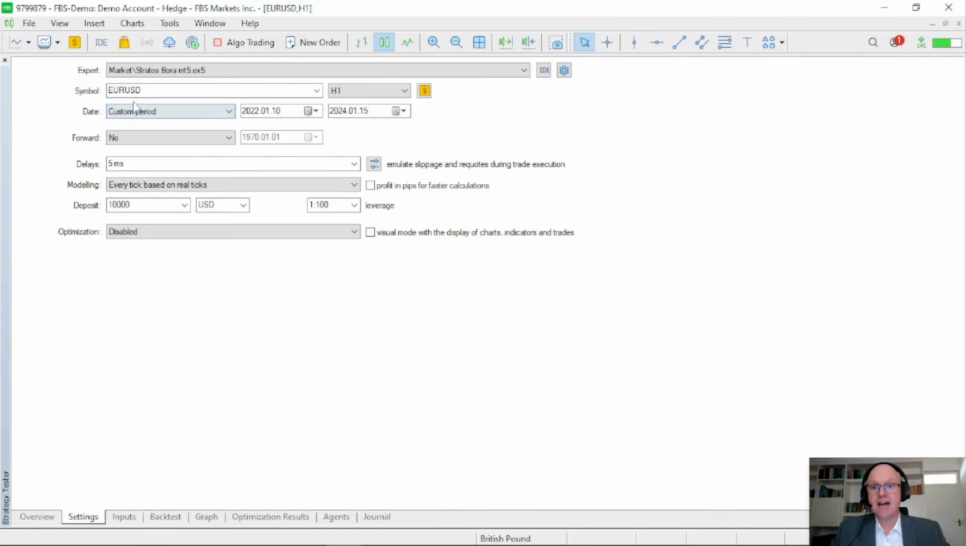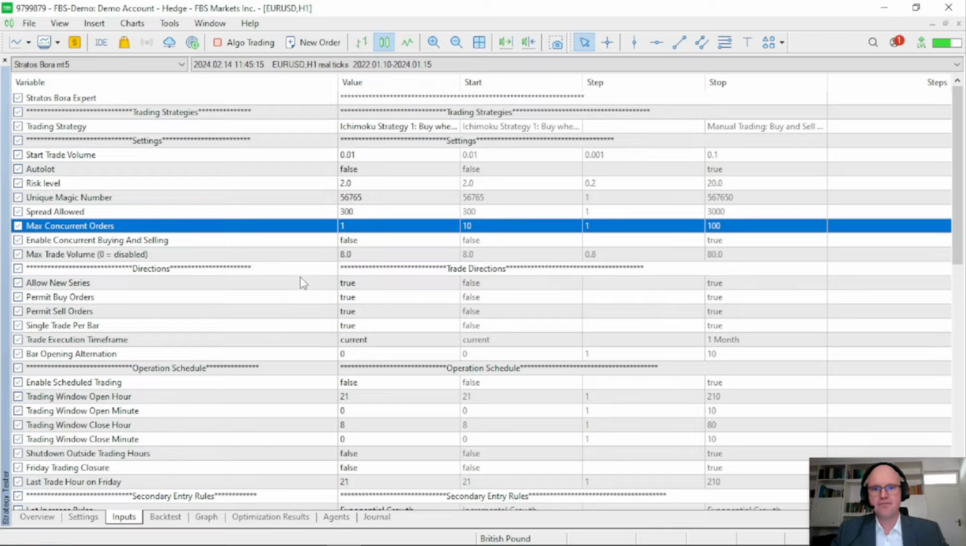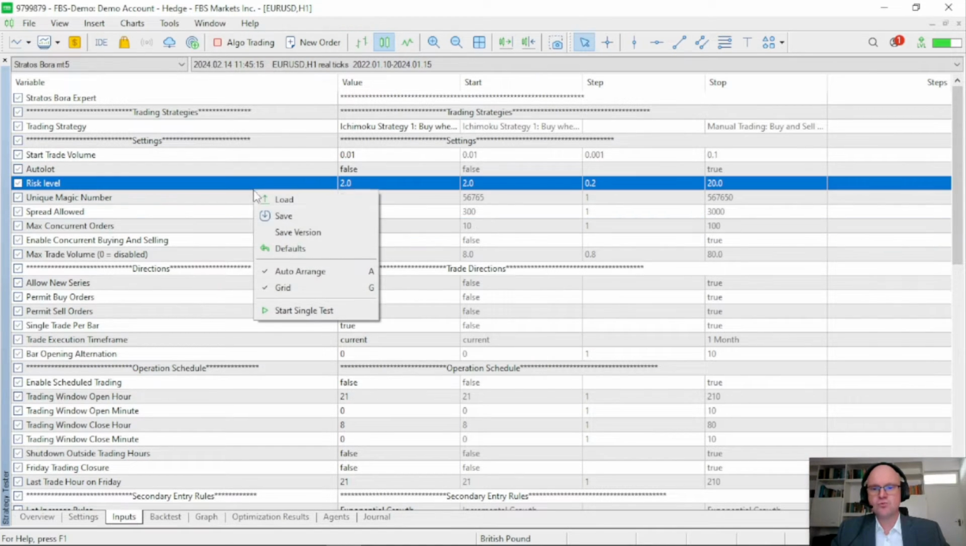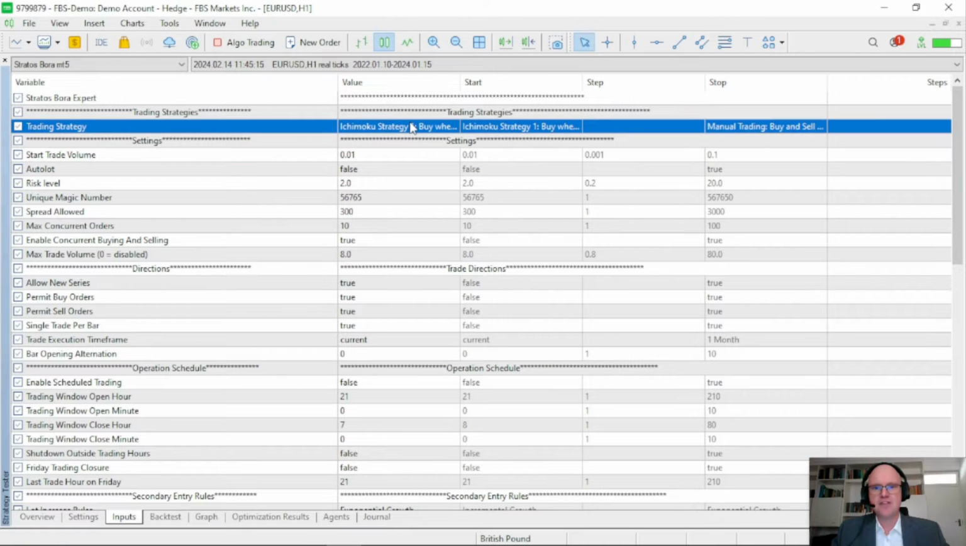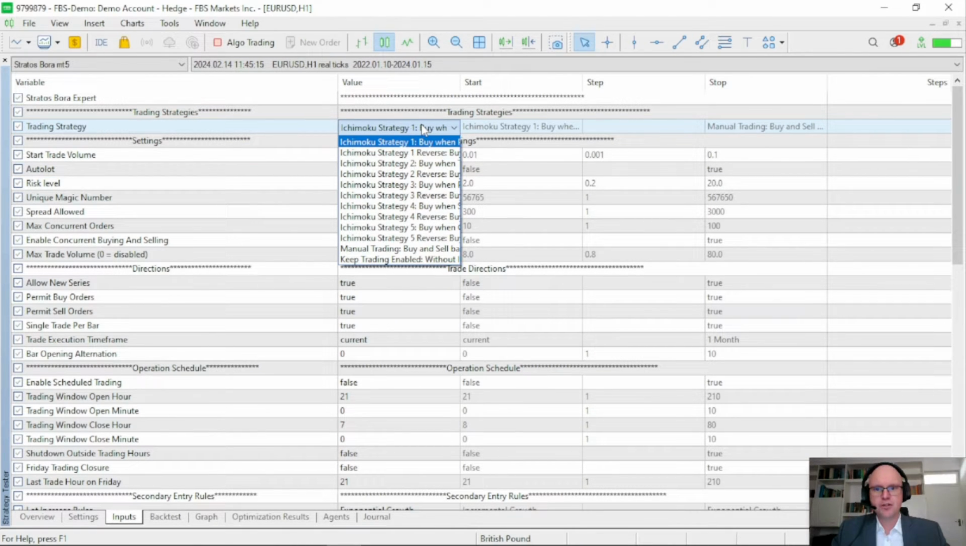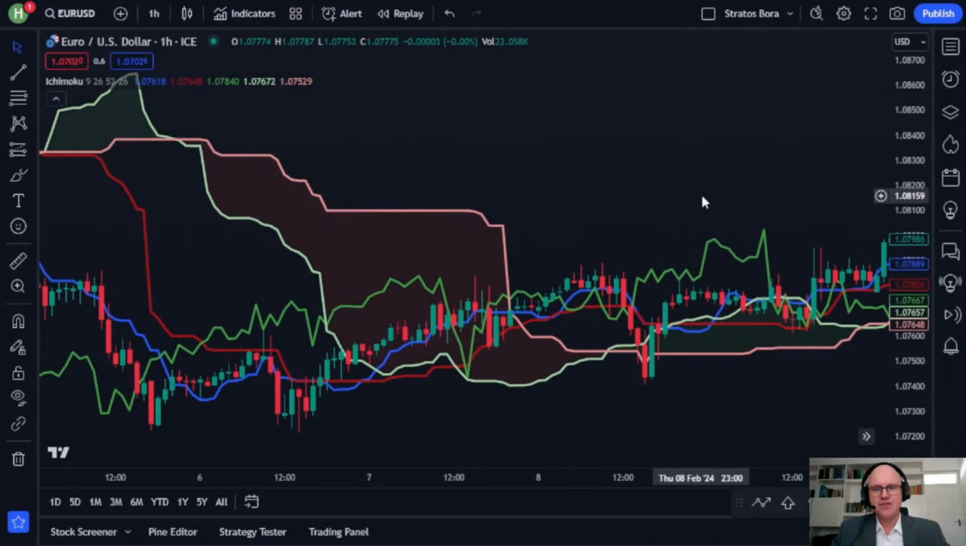And what I've done here is I've selected the EURUSD symbol, and I'll be using the hourly time frame. Now you can of course adjust the settings to work on your preferred time frame. On top of this, we'll be testing it for a 24-month period from the 10th of January until the 15th of January 2024. Now, what I'm going to do is reset the settings of the Stratus Bora, and then we're going to first focus on the different trading strategies used around the Ichimoku cloud. Now, what you will notice from the drop down menu is that there are actually 5 strategies and their reverse.